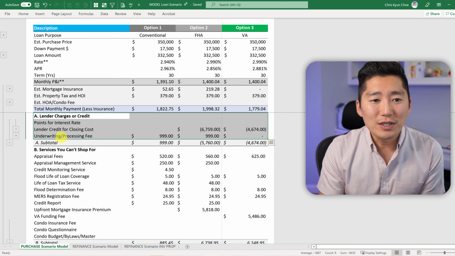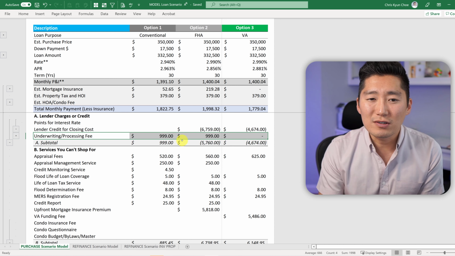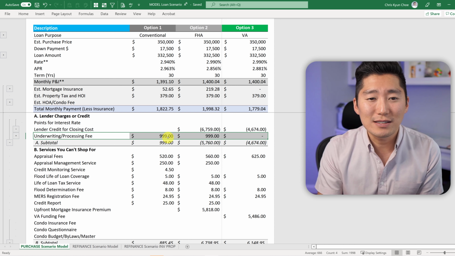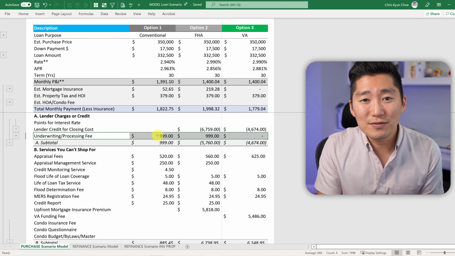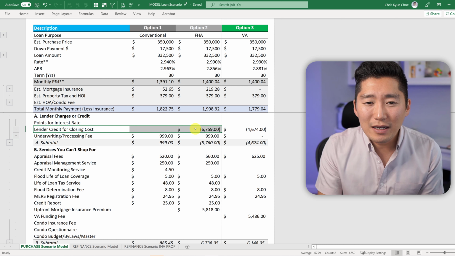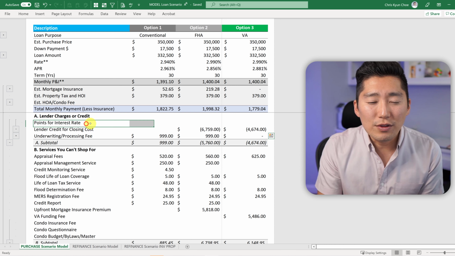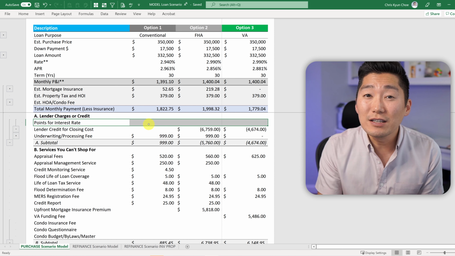What are they charging me for the underwriting fee? Are there any additional fees they're charging, let's say an application fee, a processing fee, a separate something else fee? And then am I getting any lender credit, or are they charging me points, or am I getting neither?